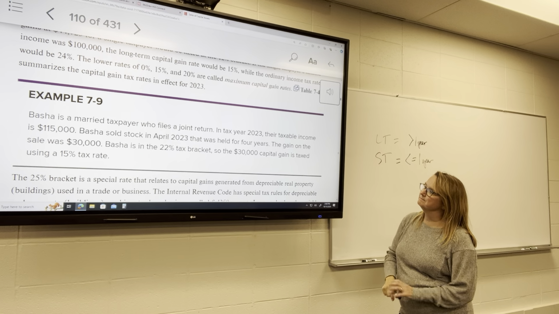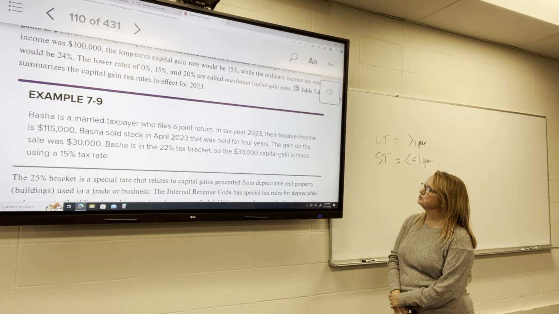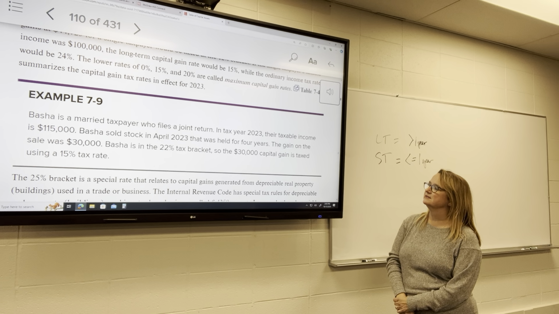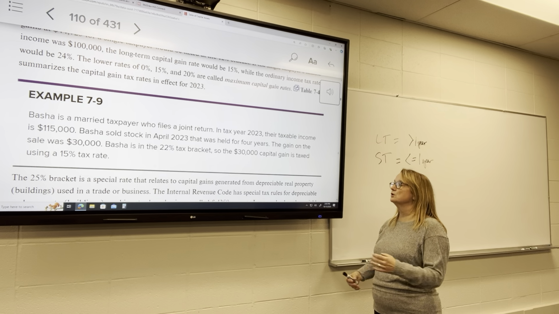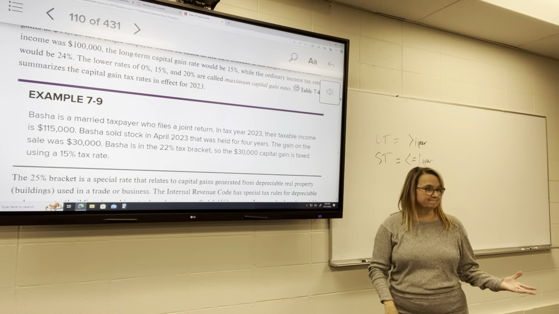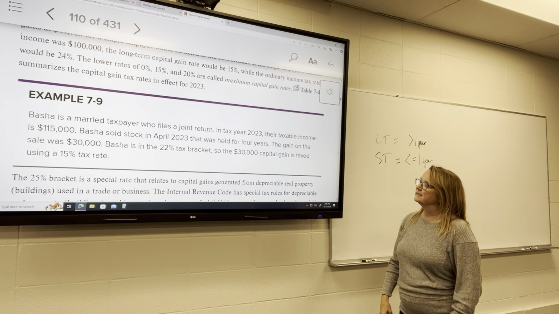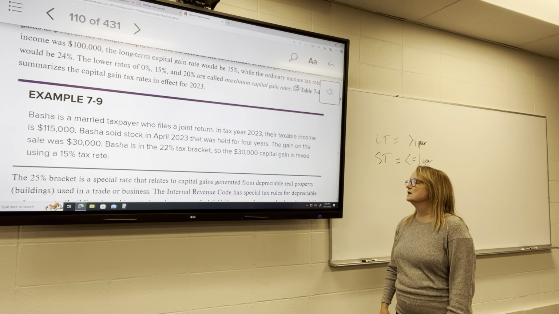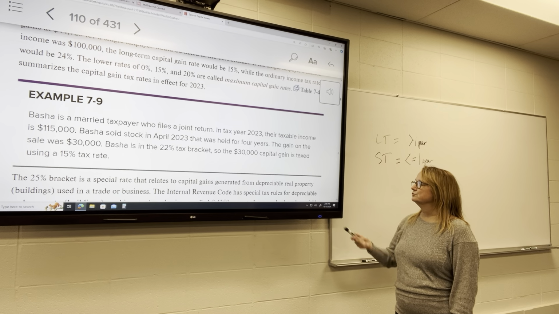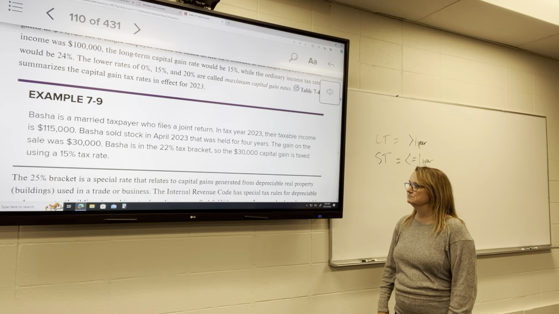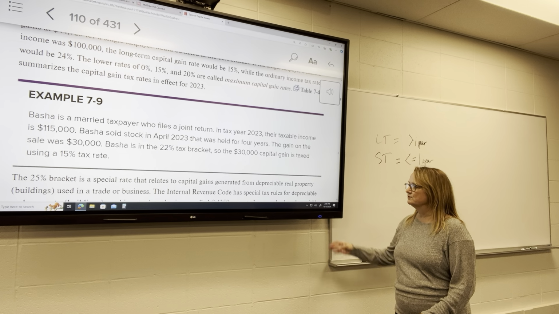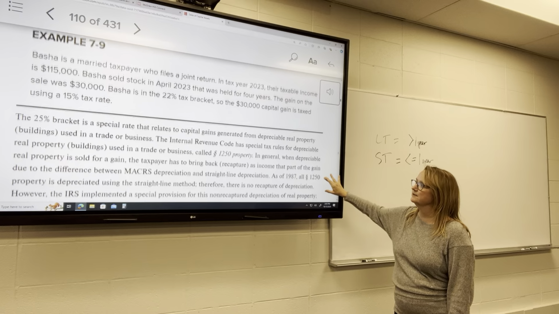We've got Basha, married taxpayer, files a joint return. 2023, their taxable income is $115,000. Sold stock in April 2023 that was held for 4 years. So is that short term or long term? Long term. Gain on the sale was $30,000. Basha is in the 22% tax bracket. The $30,000 capital gain is taxed using a 15% tax rate. Most people are going to fall in that 15% area.